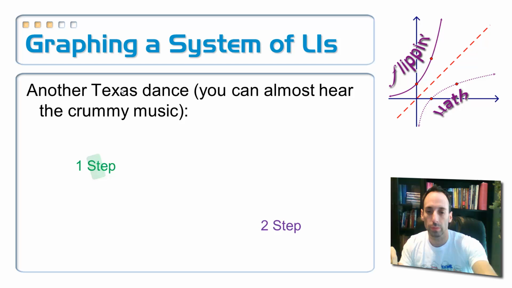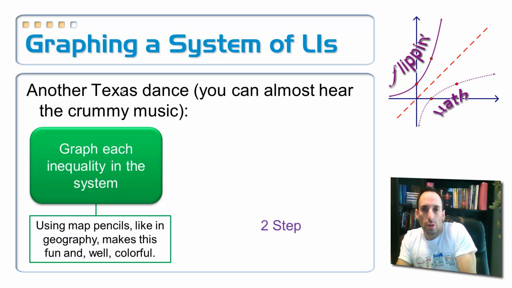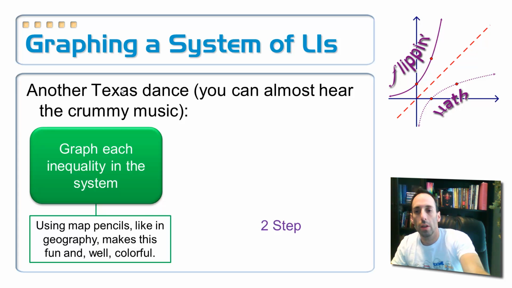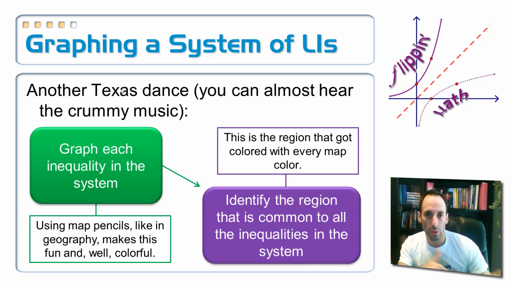So, graphing a system of linear inequalities and solving it is another two-step process, and it's very, very simple. Step 1, you graph each of the inequalities in the system, and using your colored pencils, color the appropriate regions. Okay? Makes it kind of like a geography class. And then step 2, you're identifying the region that they both have in common. This is the one that gets every single color. If I shade in red and I shade in blue, red plus blue equals purple. So I'm going to choose the purple as the answer.